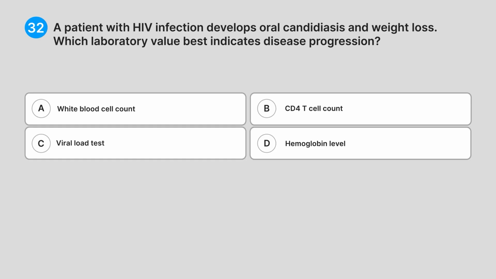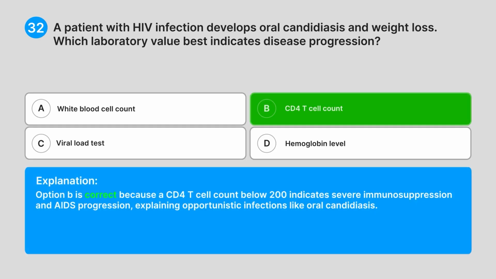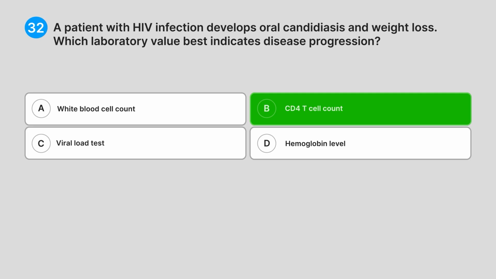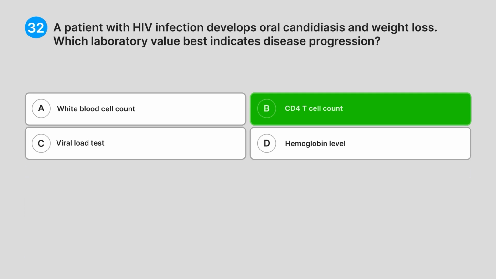Correct answer, B. CD4 T cell count. Explanation: option B is correct because a CD4 T cell count below 200 indicates severe immunosuppression and AIDS progression, explaining opportunistic infections like oral candidiasis. Option A is incorrect because the total white blood cell count doesn't specifically indicate HIV progression or immune system compromise.